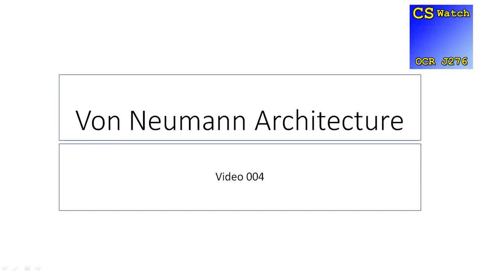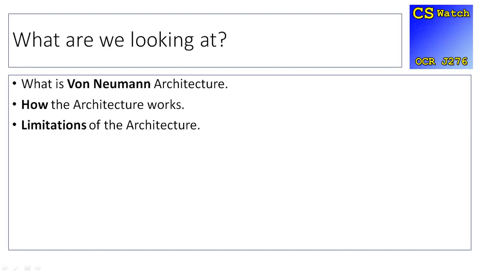Hello there, and welcome to the CSWatch OCR J276 video where we are going to be looking at von Neumann CPU architecture. We're going to be looking at what the von Neumann architecture is, how the architecture works, and some limitations of the architecture as well. Just a little bit of a history lesson for you.